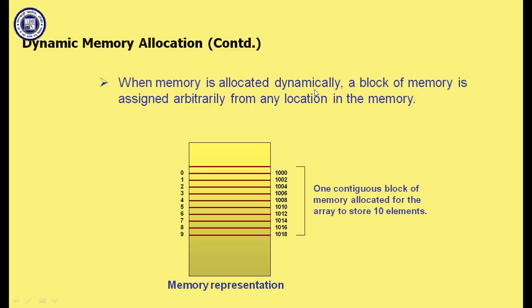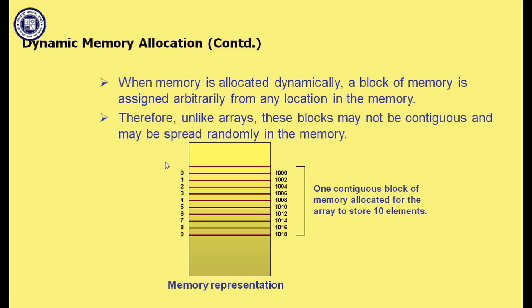Now when the memory is allocated dynamically, a block of memory is assigned arbitrarily from any location in the memory. Means during the allocation of memory, the memory block which is found first vacant is allocated to the element. And therefore, unlike arrays, these blocks may not be contiguous and may be spread randomly in the memory. So in this case, we cannot calculate the address of the stored elements.